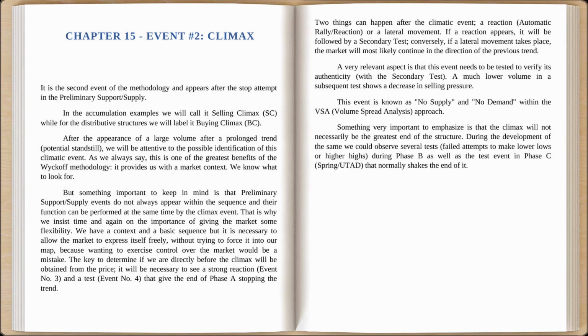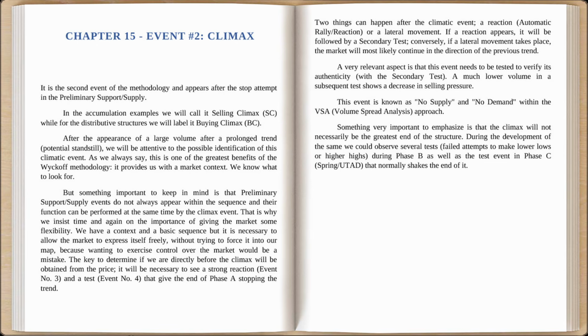Chapter 15. Event number 2, Climax. It is the second event of the methodology and appears after the stop attempt in the preliminary support/supply. In the accumulation examples, we will call it selling climax, SC, while for the distributive structures we will label it buying climax, BC. After the appearance of a large volume after a prolonged trend, potential standstill, we will be attentive to the possible identification of this climatic event.